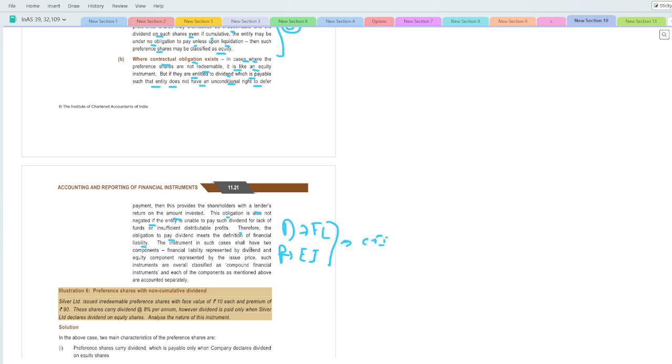So the instrument in such a case shall have two components: the financial liability represented by the dividend and the equity component represented by the issue price. So such instruments are overall classified as a compounded financial instrument, and each of the components as mentioned above is accounted for separately.